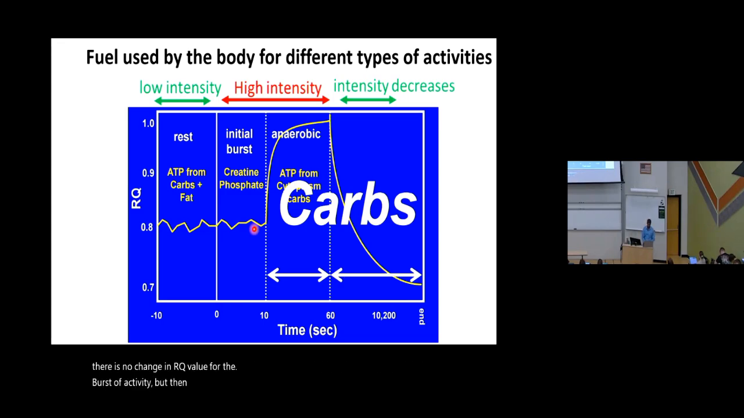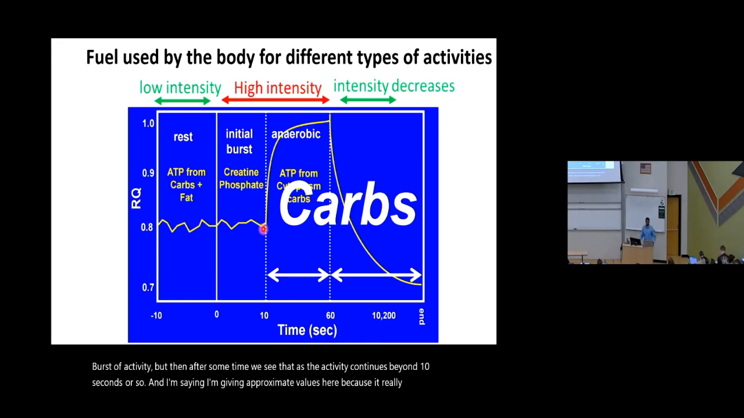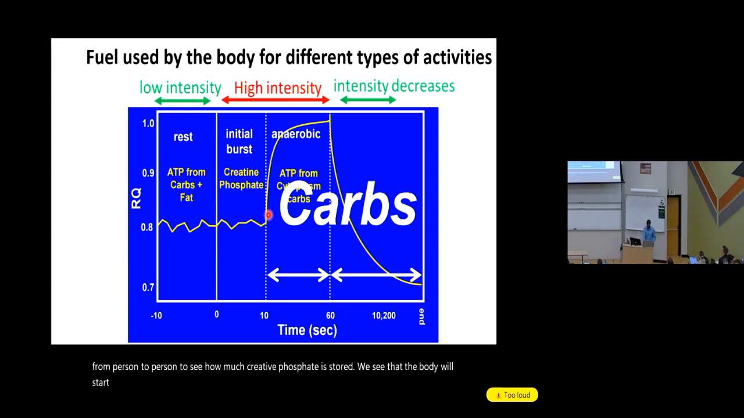But then as the activity continues beyond 10 seconds or so, and I'm giving approximate values here because it really depends from person to person how much creatine phosphate is stored, we see that the body will start using carbs, and so the RQ value starts increasing. As the intensity keeps on going further and further, eventually fatigue can set in, or the carbohydrate stores are being depleted, so the body will start using fats, and consequently you will notice that the RQ value is dropping back down closer to 0.7.